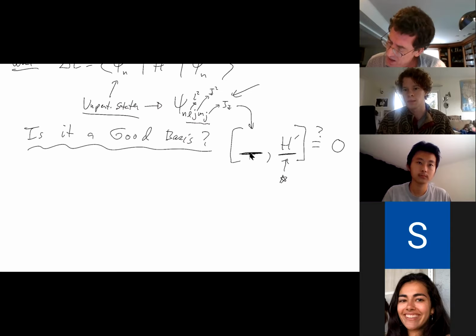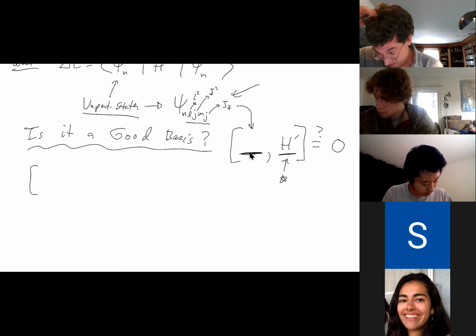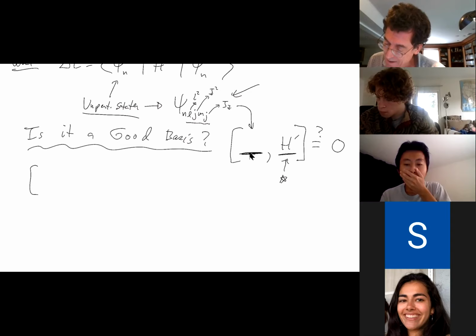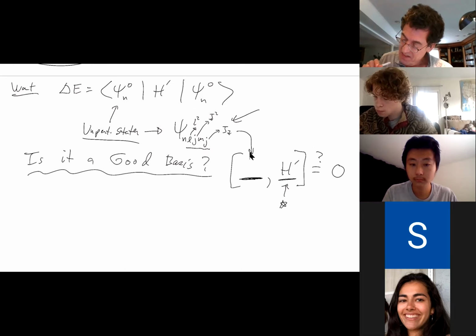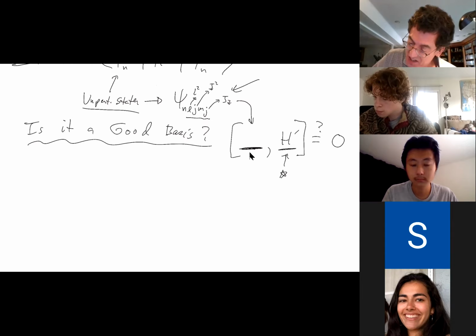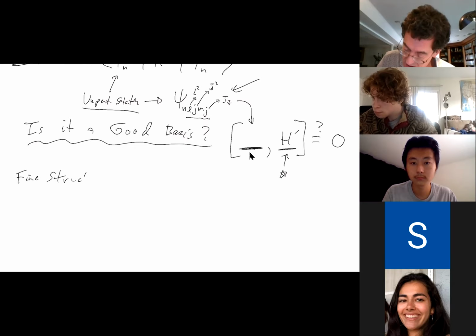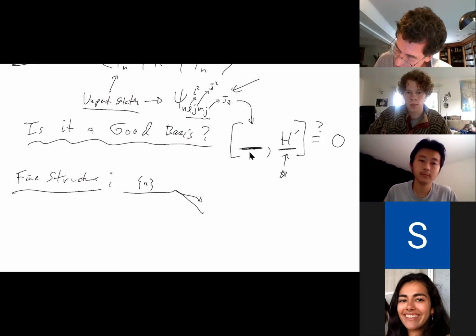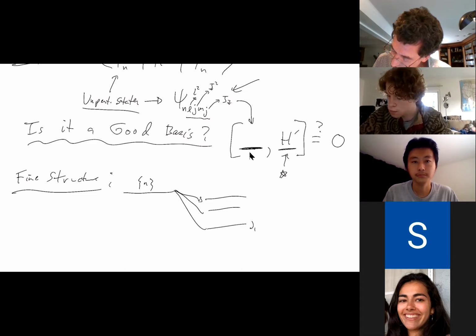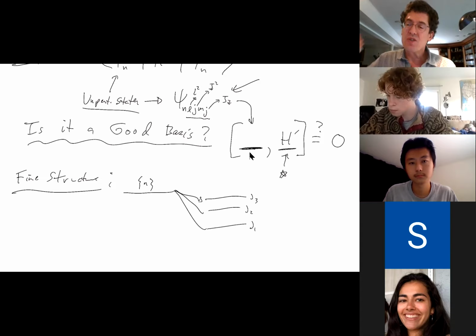Okay, so we've got to do that same thing as before. So let's do it. But there's a trick here. Fine structure. The fine structure took all of our degenerate states and split them into J1, J2, J3. The fine structure split the J's.